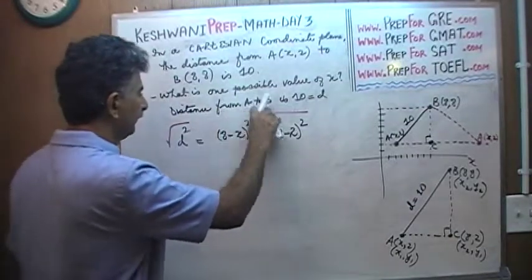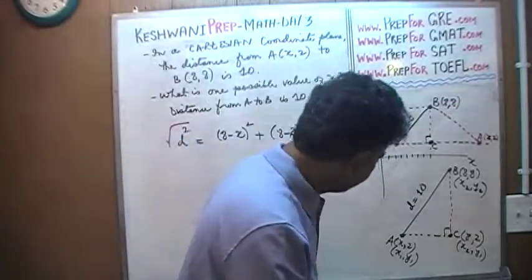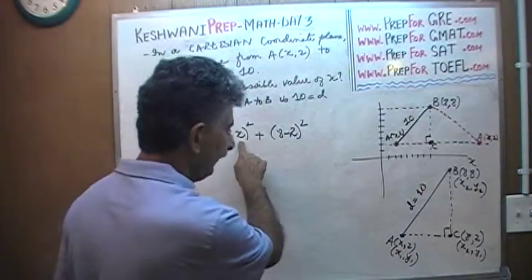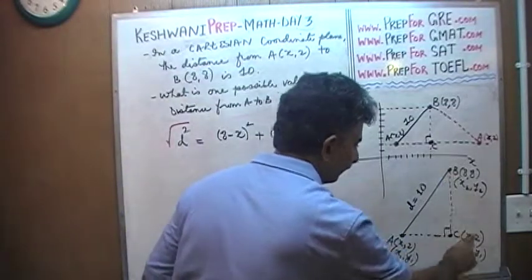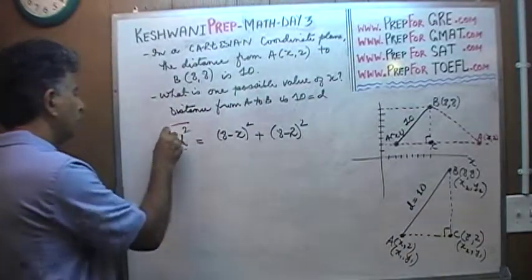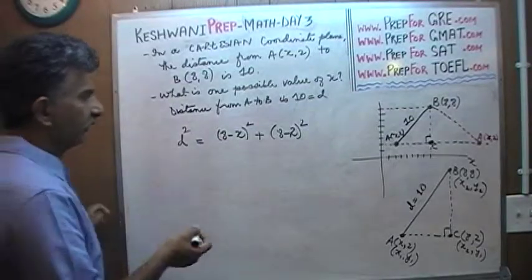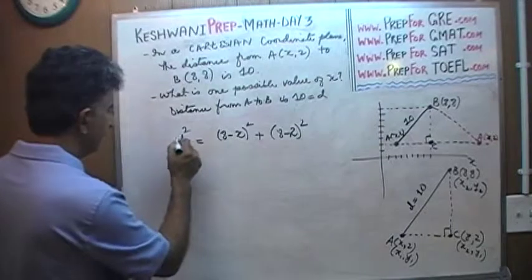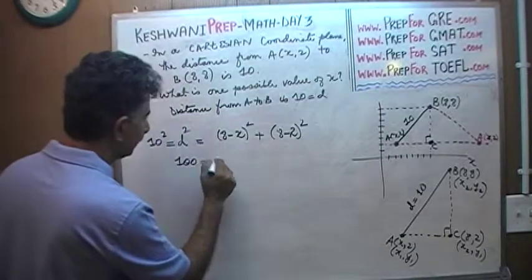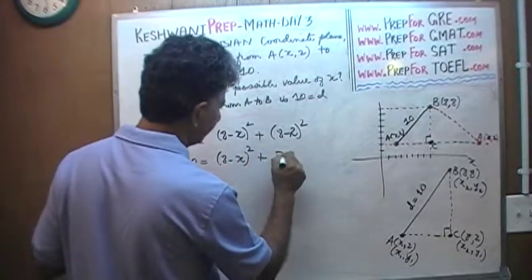And Pythagorean theorem tells us that the square of the hypotenuse equals the square of this distance, which is 8 minus x, plus the square of this distance, which is 8 minus 2. And all we have to do is figure out x from here, because we already know that d is 10. So d squared is going to be 10 squared, which is 100, equals (8 minus x) squared plus 8 minus 2, which is 6, squared is 36.